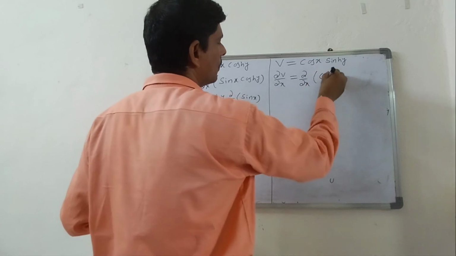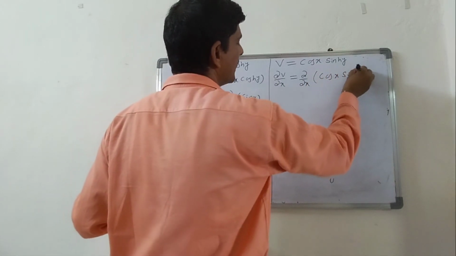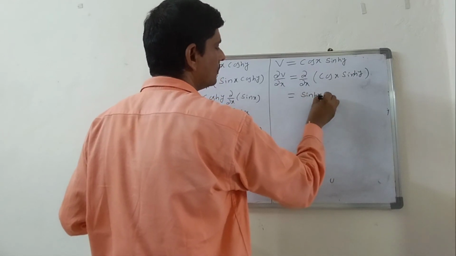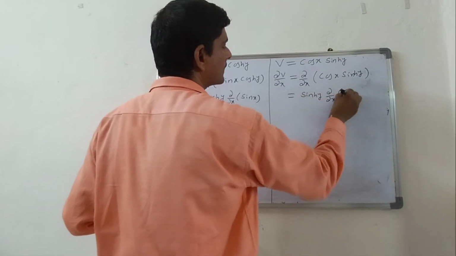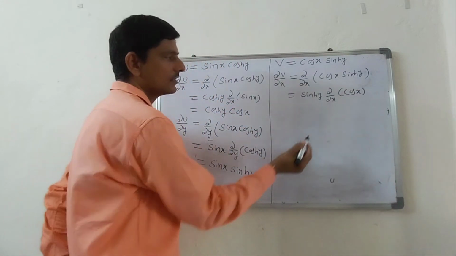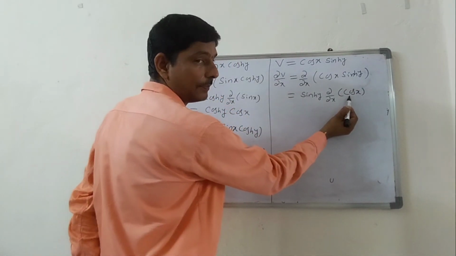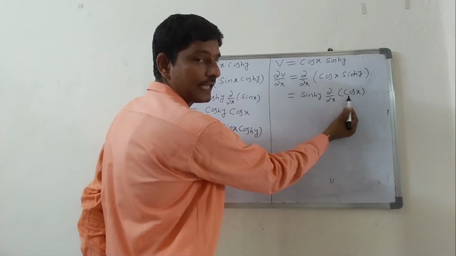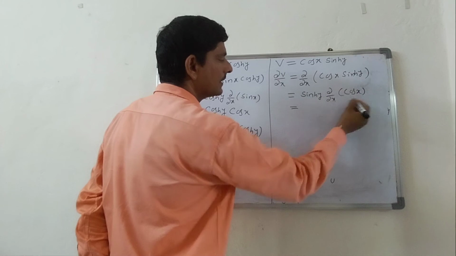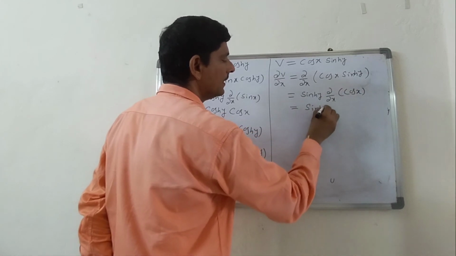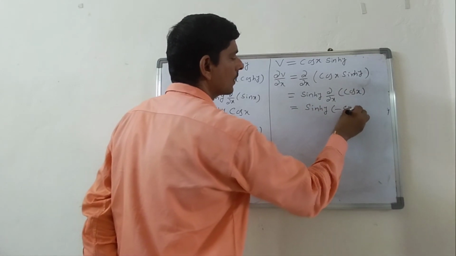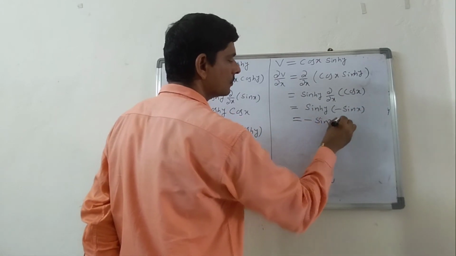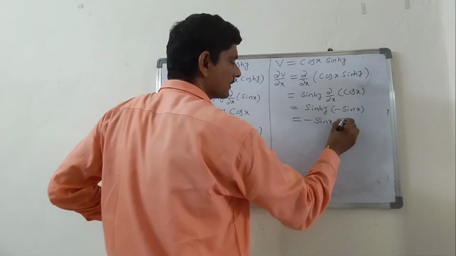Now, dou v by dou x. Dou by dou x of cos x into sin hy. So take out that sin hy, into dou by dou x of cos x. Observe that it is a trigonometric function, not hyperbolic function, cos x. So the differentiation of cos x is minus sin x. So sin hy into minus sin x, that is minus sin x into sin hy.